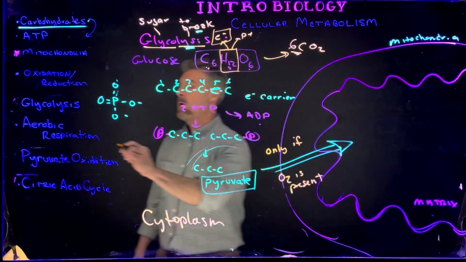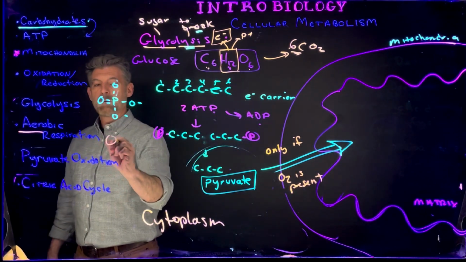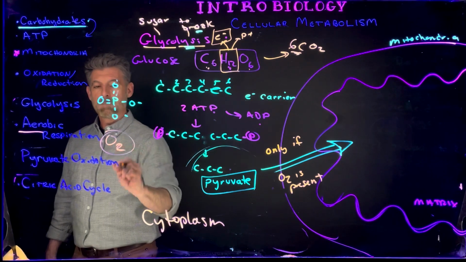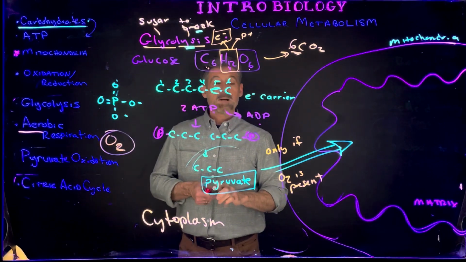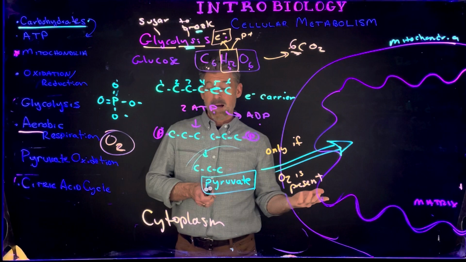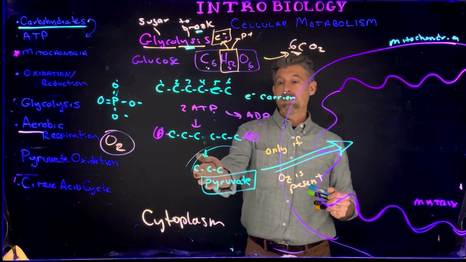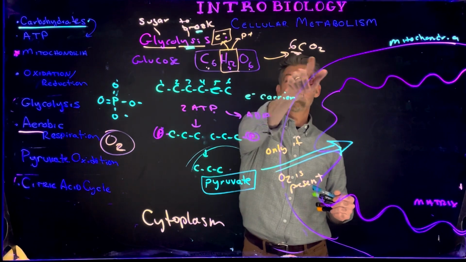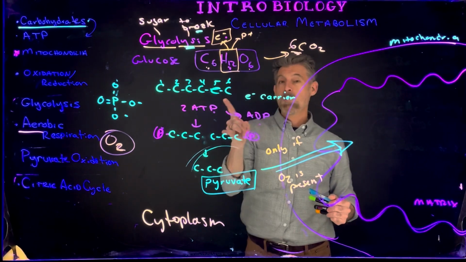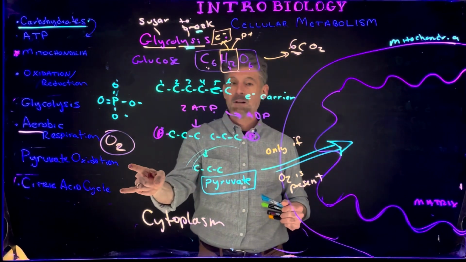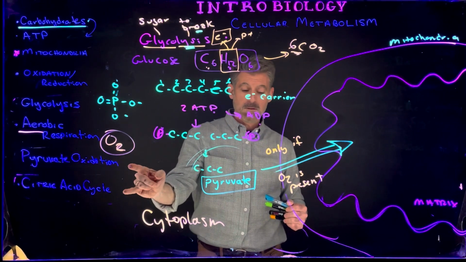And we call that aerobic respiration, which is requiring oxygen. So if oxygen is present, we'll move on to the next set of reactions, which are going to involve essentially breaking this down, all 3 carbons into individual carbon dioxides through 2 more processes, pyruvate oxidation and the citric acid cycle. Right? So that's what we would do next.